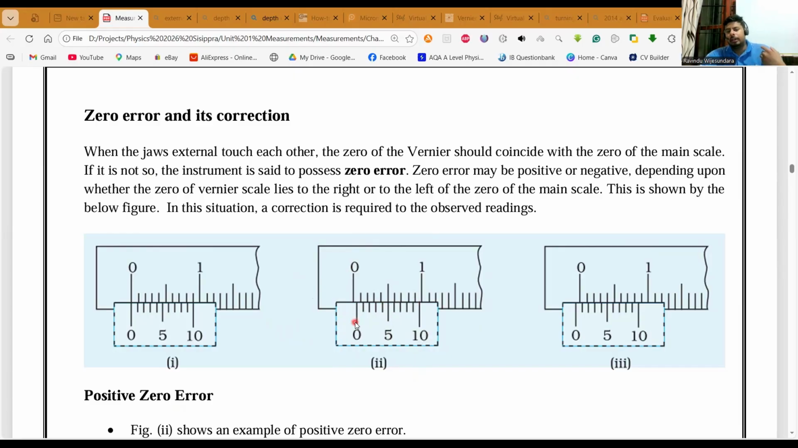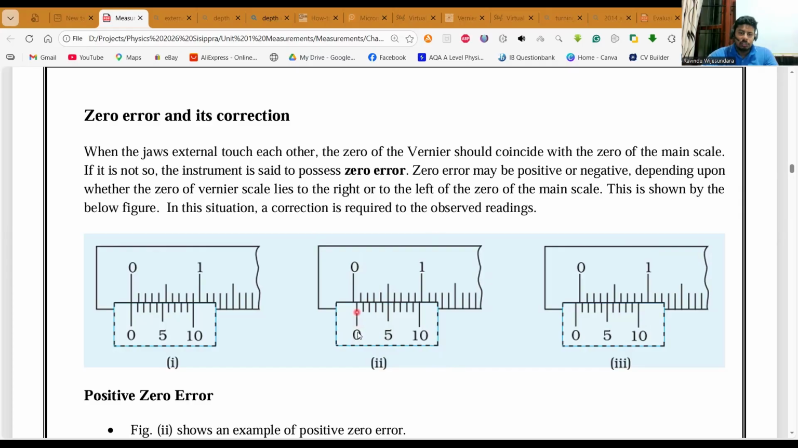So the correction is a reduction. To remove the systematic error, we have to reduce. That means the systematic error must be a positive value. That is why I have to reduce. Therefore, we call it a positive zero error. So you can actually remember this one very easily.